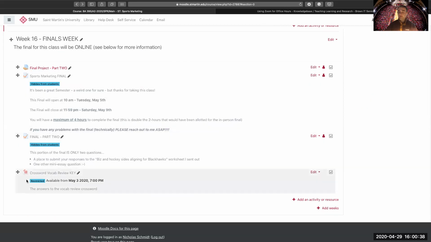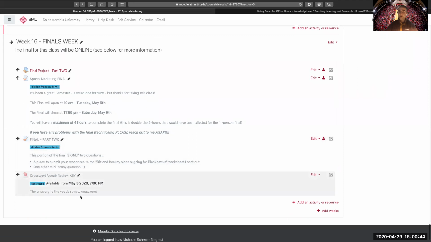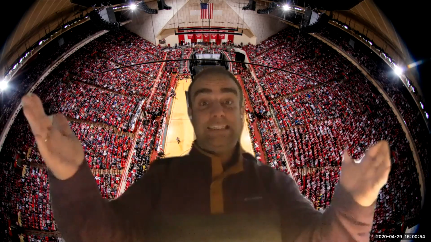And then the vocab review, the crossword vocab review key, will appear under finals week, available this coming Sunday at 7 p.m. Pacific time. Anyway, that's it. That's all I got. If you have any questions, please let me know. Again, I will be sending out an email with the review opportunities and what that looks like.